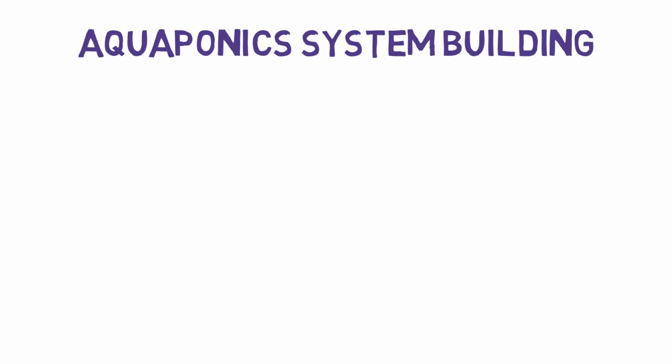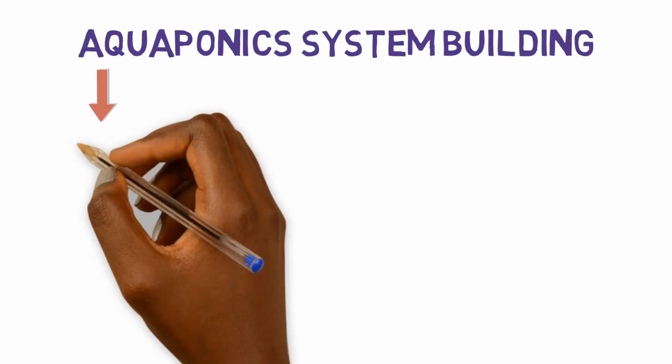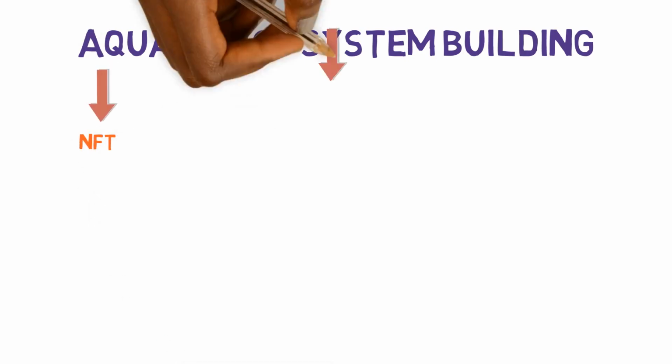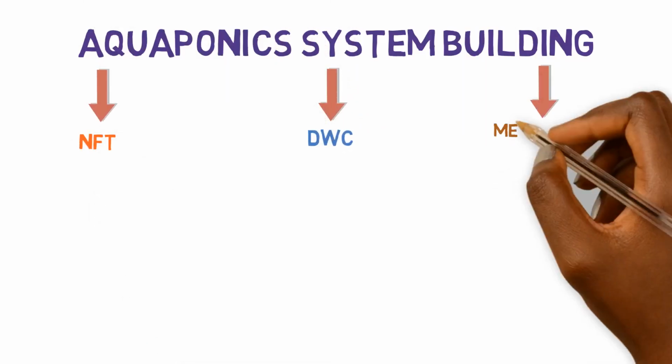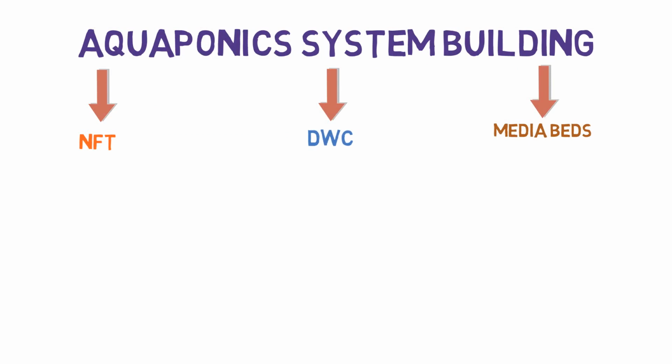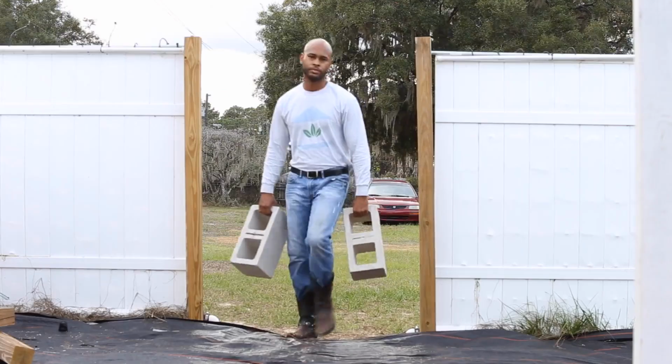So in this course, we're going to be building a simple system, one that you can duplicate, replicate, and customize however you see fit. We're going to teach you how to build NFT channels, deep water culture systems, and media bed systems. So you'll have a wide range of knowledge for the system that you want to build, and you can put it into practical application when you're building your system. So without further ado, let's get started with our basic build, and then we'll continue going gradually from there.